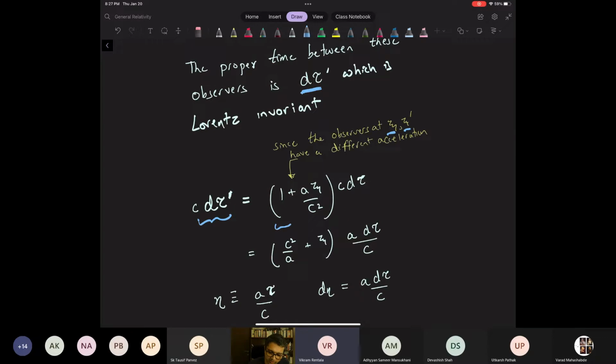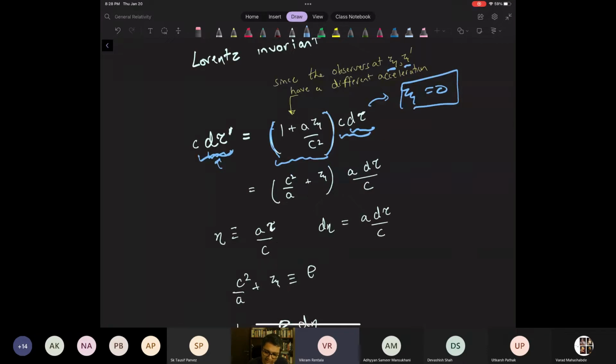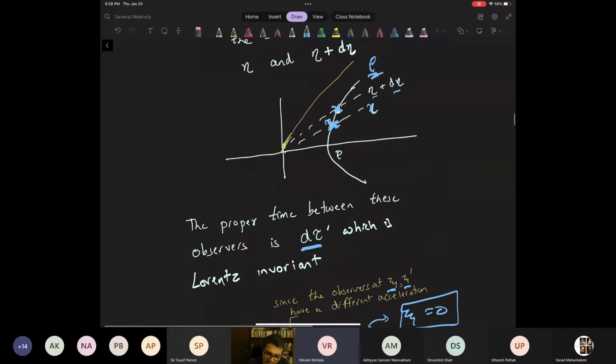So this is a fixed quantity, which is 1 plus a xi over c square times c d tau. So d tau prime, which is the proper time of the xith observer, is related to d tau, which is the proper time of the observer with xi equal to 0, times this extra factor, which is xi dependent. So I can write it as c square by a plus xi times a by a d tau by c. This is the proper time, which should give the correct Lorentz invariant distance between these two observers.